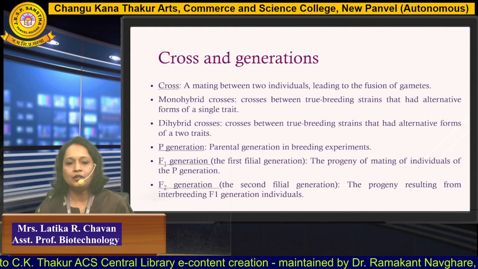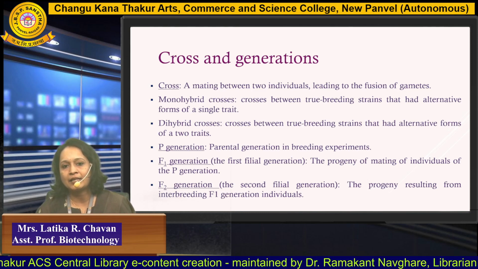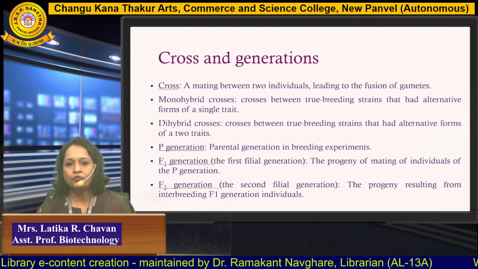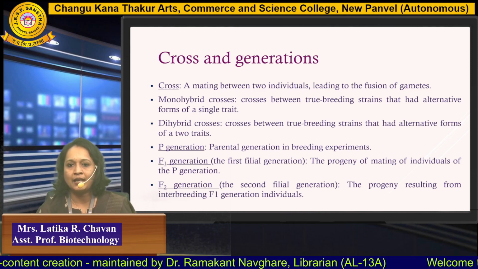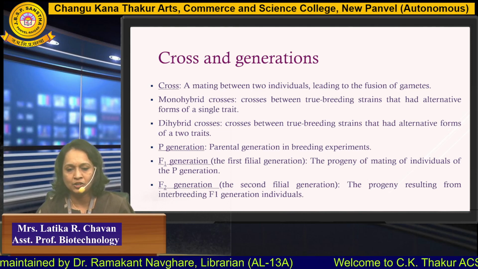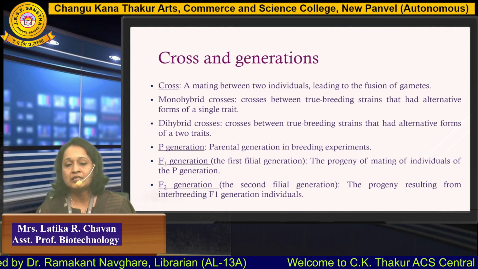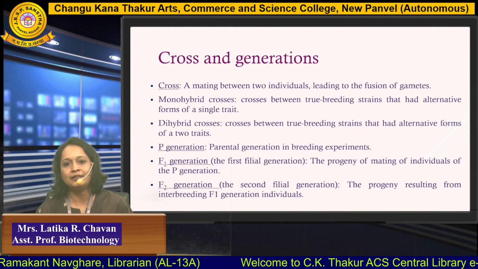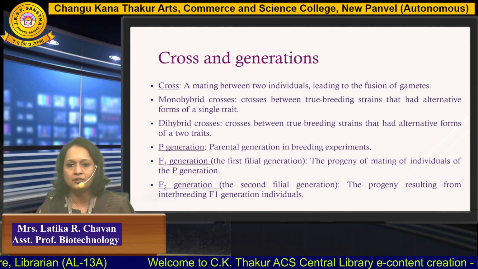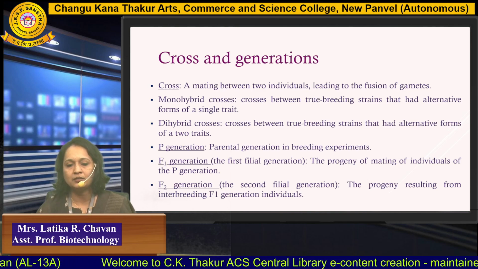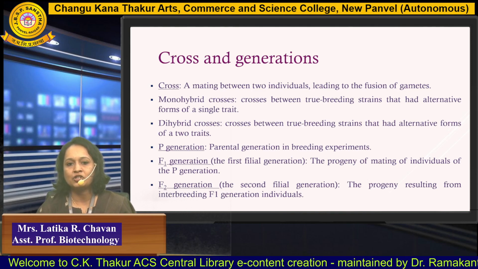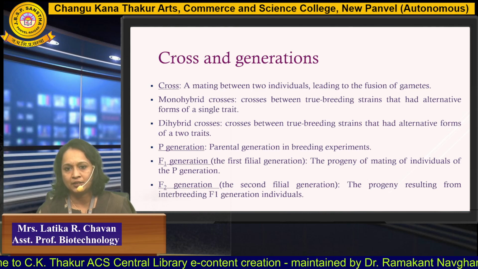Whenever we are writing a cross, there are several labels that have to be written while representing a cross. So first, always the parents, and parents are written with a capital P, the parental generation. Usually in genetics, the female parent is written first and then it is crossed with a male parent. So on the left hand side, you will write the female parent crossed with the male parent. Then production of gametes, fusion of gametes, and the next generation will be the first filial generation.